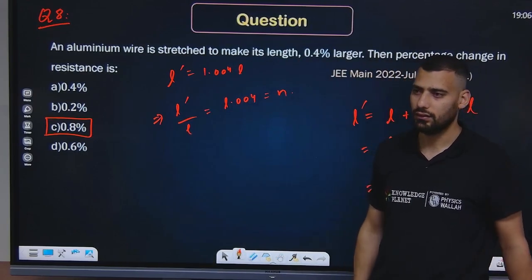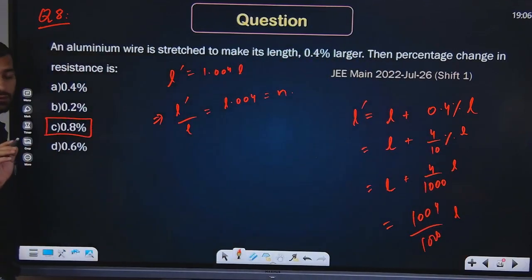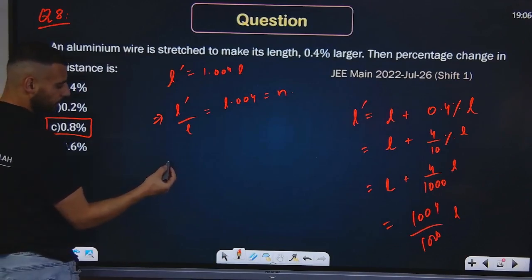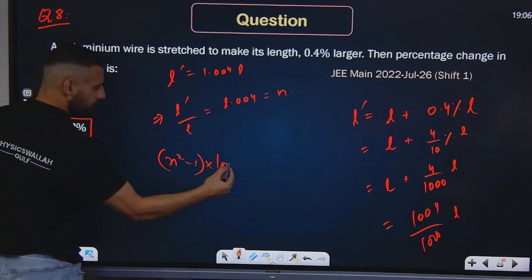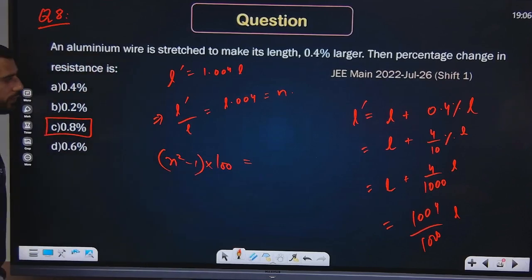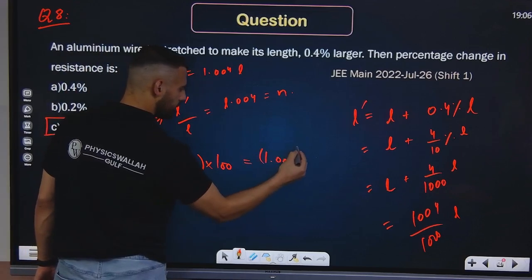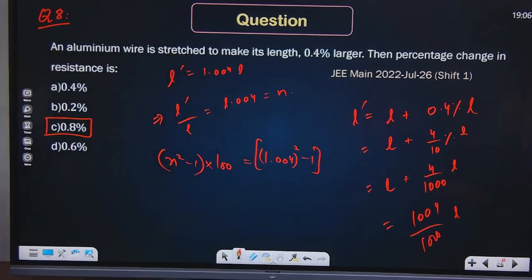Now you have to find the percentage change. Percentage change means n square minus 1. N square would be 1.004 square minus 1. So it's 0.008 times 100, which means 0.8, right? I did square, that's why I got it.